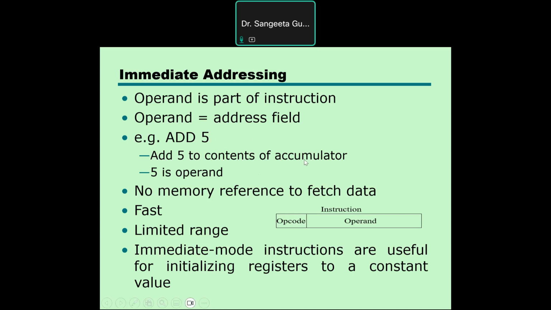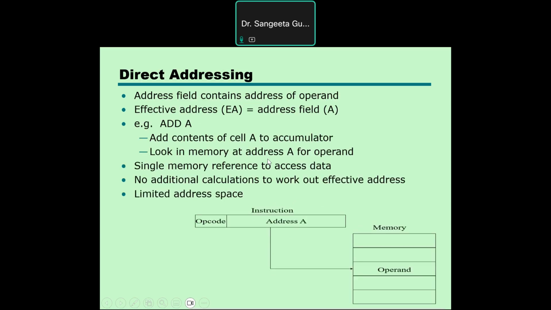We add 5 to the contents of accumulator where 5 is the data element or operand. In this kind of addressing mode, no memory reference is required to fetch the data because the data is directly available in the instruction itself. Hence, it executes at a faster rate, but it supports a limited range of operands. Immediate instructions are useful for initializing registers to a constant value. For example, if we mention add R1, 5, that means the value 5 can be assigned to the register R1.